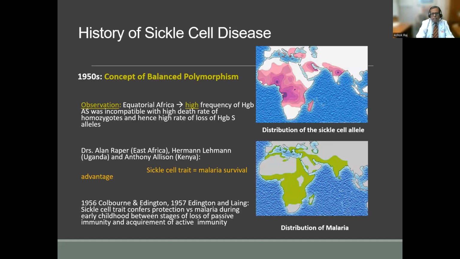The malarial parasite, especially the falciparum form, did not thrive very well in the cell which had sickle hemoglobin. Patients who had SS disease succumbed to the disease, patients who had hemoglobin AA succumbed to malaria, but patients who had hemoglobin S trait, or were carriers of sickle cell disease, had the survival advantage. So that's how sickle cell disease became very common in this part of the world.